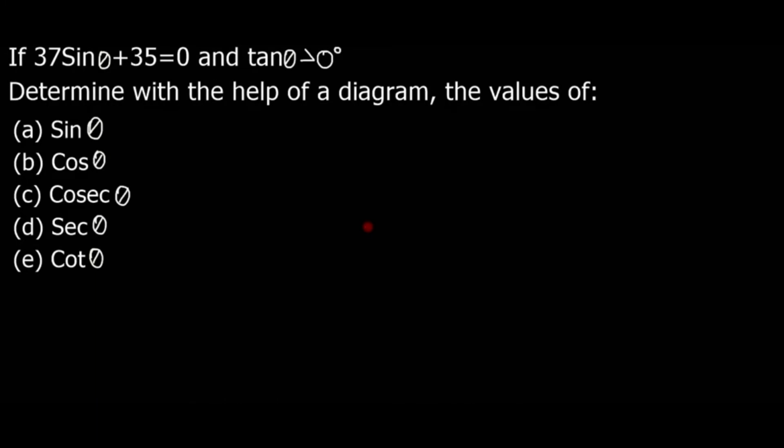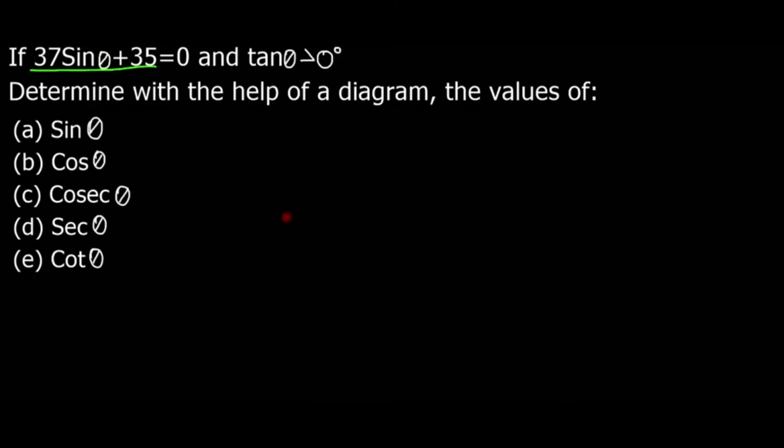And then even this one says draw a Cartesian plane. So we are going to analyze this statement and then draw a Cartesian plane. Here we are given 37 sin theta plus 35 is equal to 0. We are going to use this so that we can get our trig ratio.